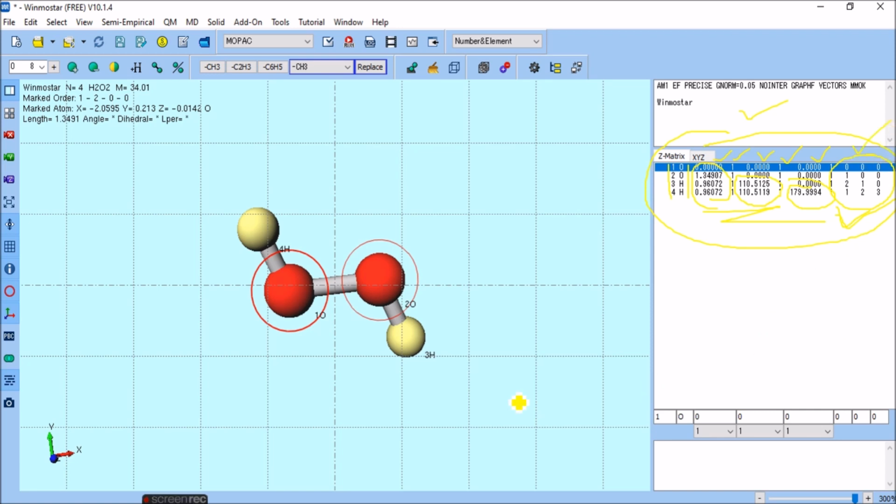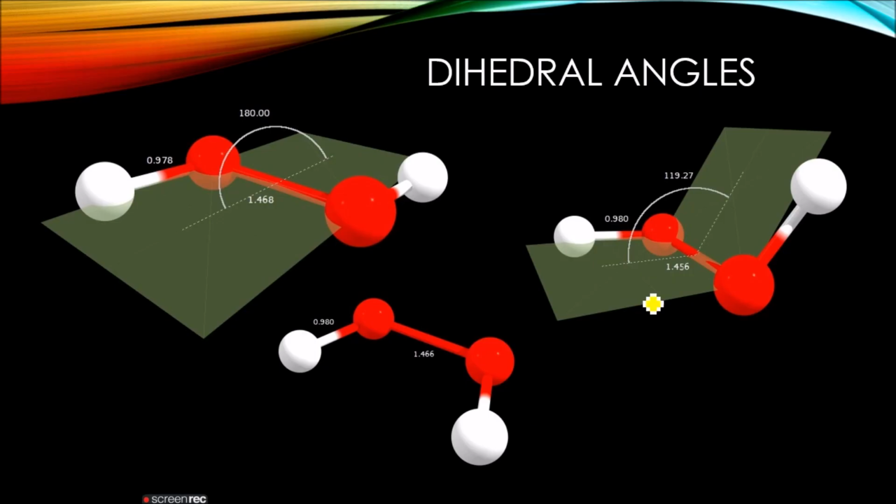What is so interesting about the dihedral angles? Hydrogen peroxide, you should know, exists in various forms. Every molecular substance can exist in various forms. For example, in gaseous form it will have one particular geometry, in the solid state it will have another geometry, and it keeps going like that.